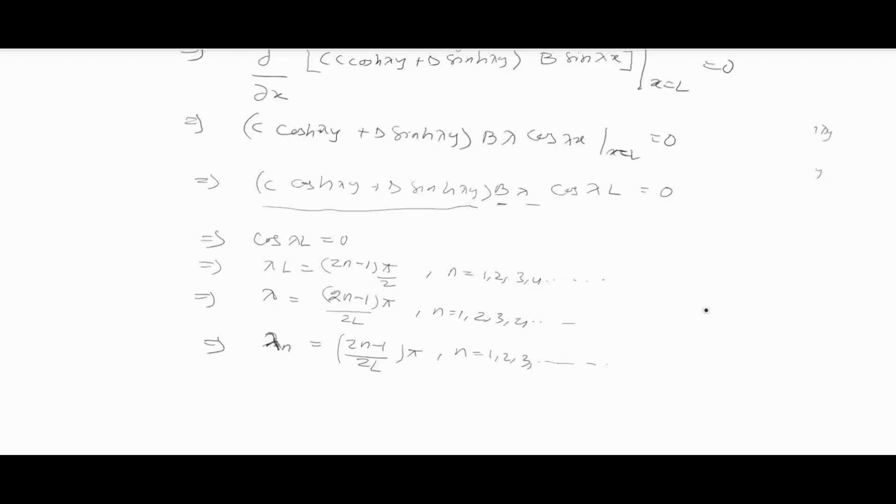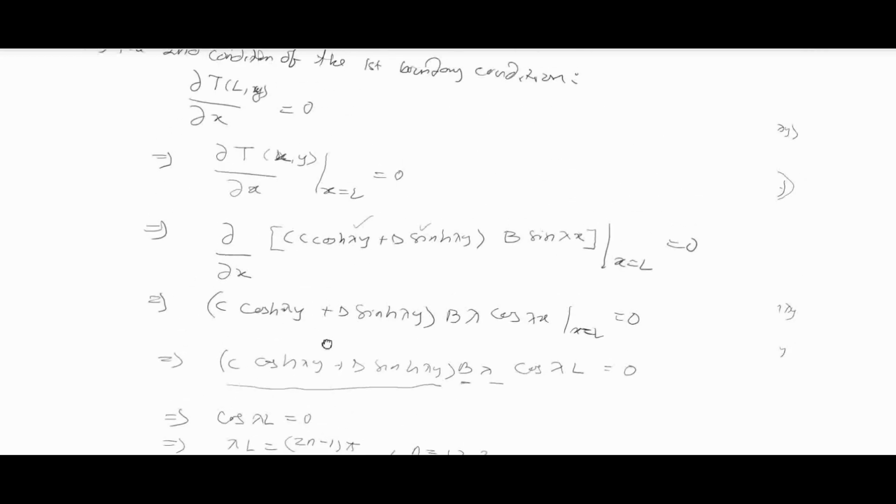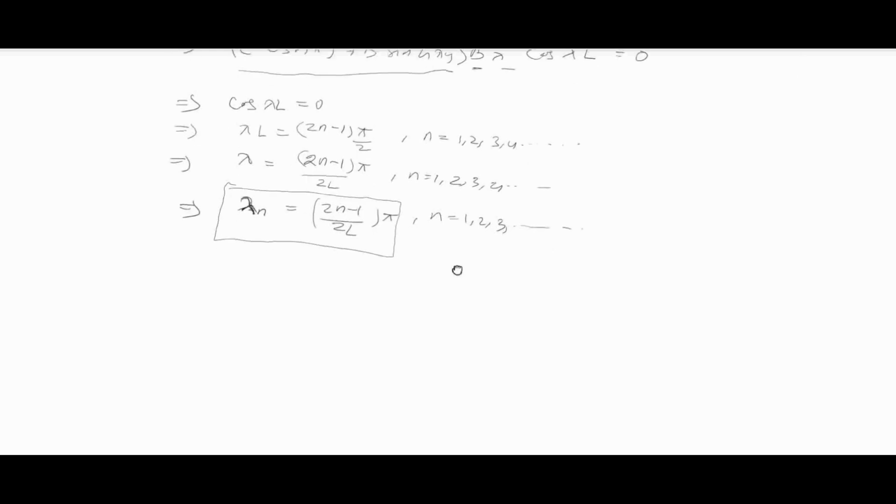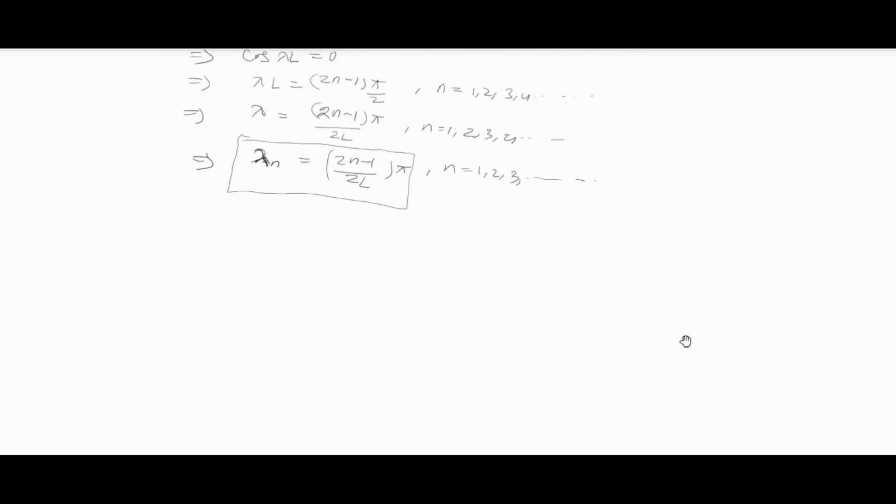Okay, so in this way we got the value of lambda n here. Clear? Next, let us go for calculating Tn(x,y). The general forms of x and y are... How can you write that one?